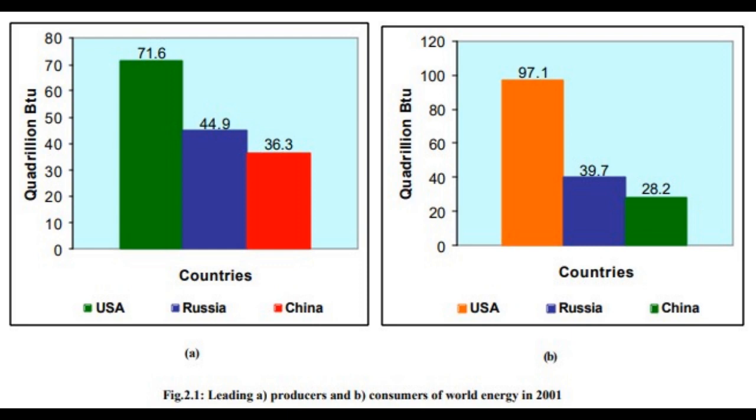Fig. 2.1. Leading A. Producers and B. Consumers of world energy in 2001. Look at the screen. The United States, Russia, China, Saudi Arabia, and Canada were the world's five largest producers of energy in 2001, supplying 47.9% of the world's total energy. The next five leading producers of primary energy were the United Kingdom, Iran, Norway, Australia, and Mexico, and together these supplied an additional 12.8% of the world's total energy.